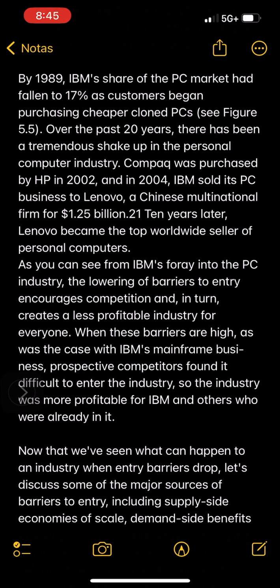10 years later, Lenovo became the top worldwide seller of personal computers. As you can see from IBM's foray into the PC industry, the lowering of barriers to entry encourages competition and, in turn, creates a less profitable industry for everyone.